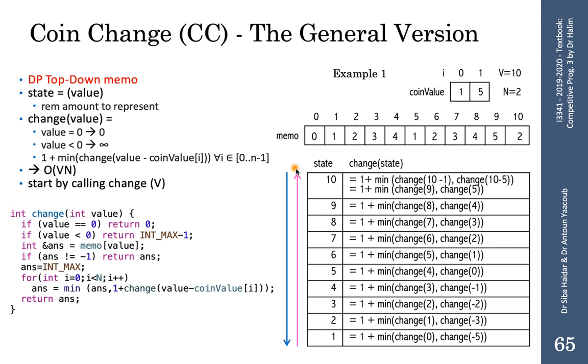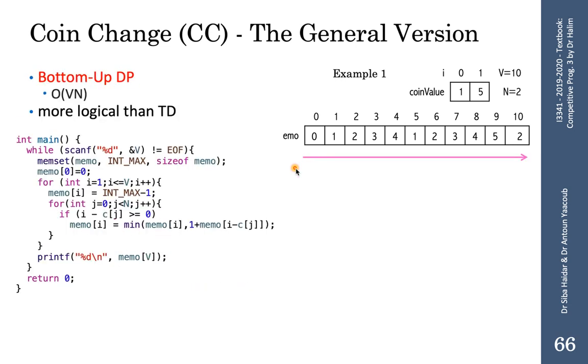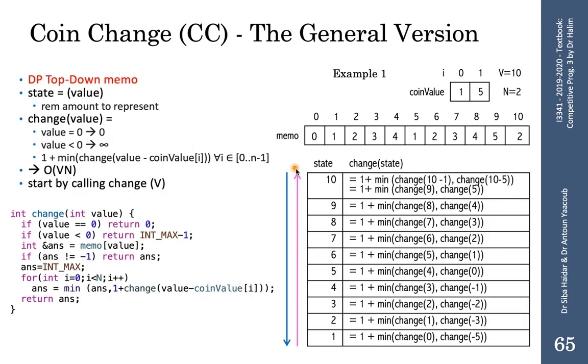So it's better to do this using a bottom-up approach. So let's consider the bottom-up approach. As you can deduce from the top-down approach, always when you have to calculate a state, you will be obliged to calculate the previous state.